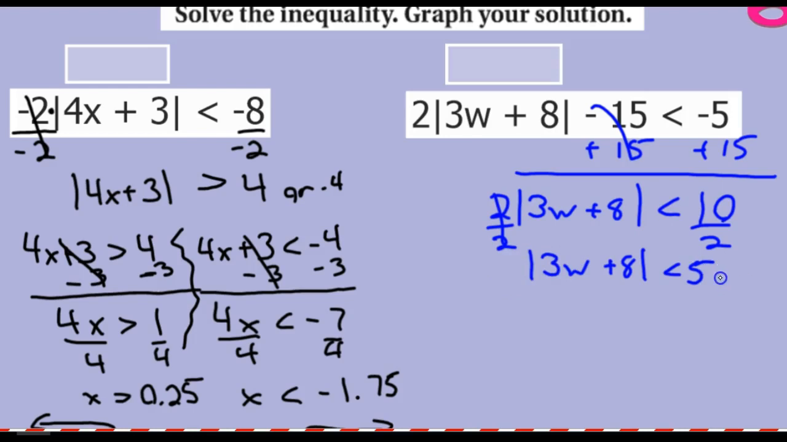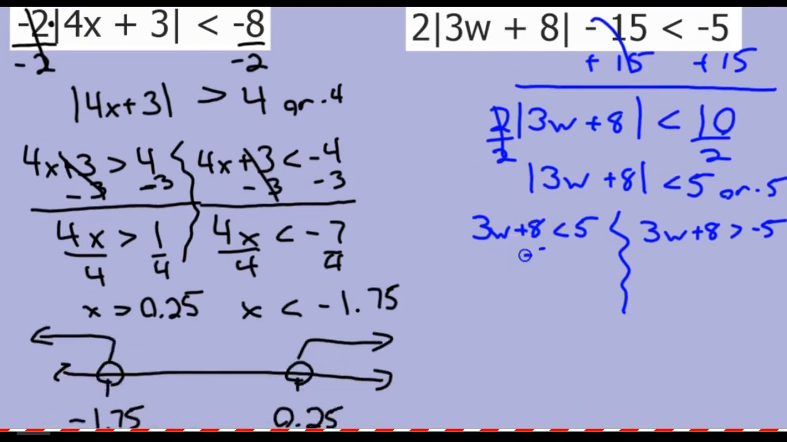So we know our solution could either be 5 or negative 5. So we have 3w plus 8 is less than 5, and 3w plus 8 is greater than negative 5. Subtract 8. We get 3w is less than negative 3. Divide by 3. And w is less than negative 1.